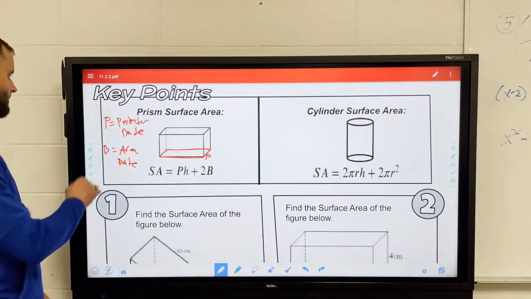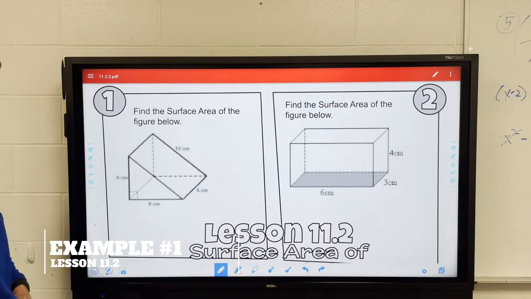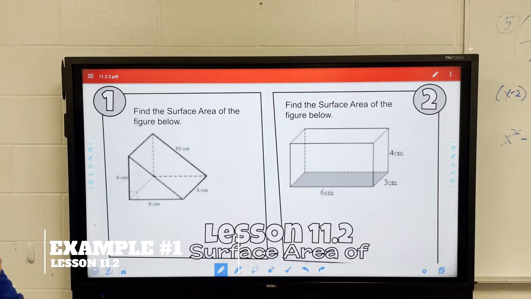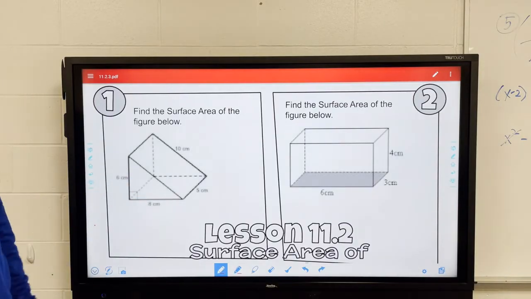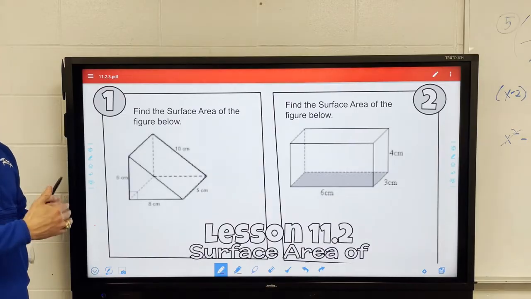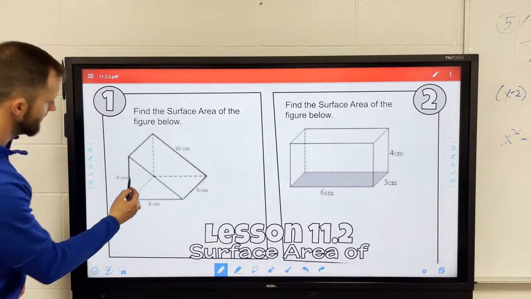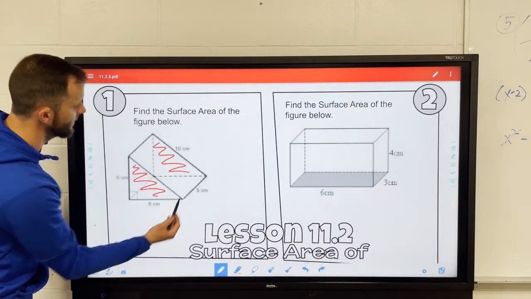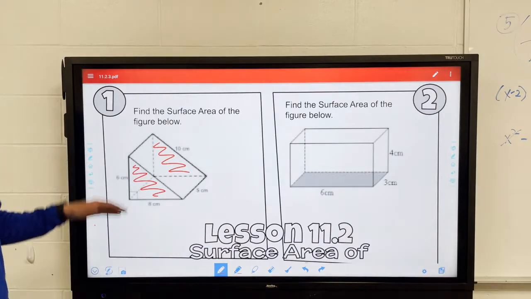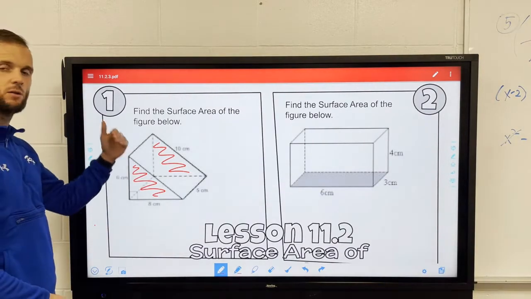So let's look at example number 1. Okay, so right now it says we need to find the surface area of this figure below. So right now we have a prism, because if you look, all these shapes are made up of rectangles or triangles. And if you look, you got to understand that when I'm talking about the base, I mean my 2 parallel sides. So if you look, my triangle here and my triangle here are the 2 parallel sides. So right now my triangles are my bases. So I have a triangular prism.